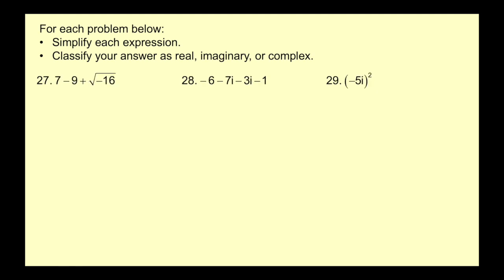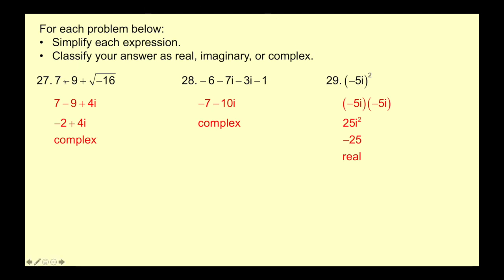Go ahead and try these next 3, 27 through 29. And here are those answers. So with this one, 7 minus 9, I don't have to do anything with that just yet. The square root of negative 16 is going to be 4i. 7 minus 9 combines to give me negative 2, and then that positive 4i will stay 4i. I have a real part and an imaginary part, therefore it's complex.